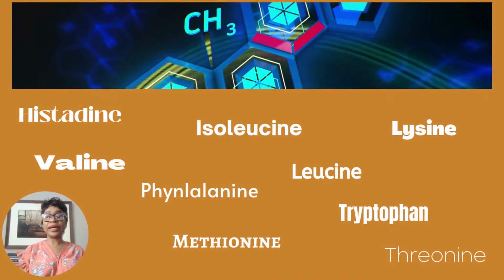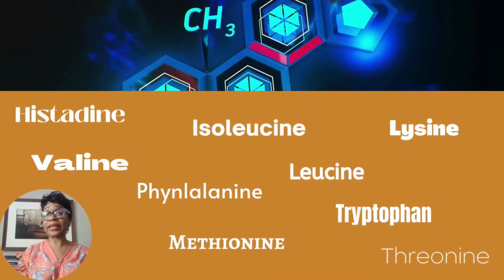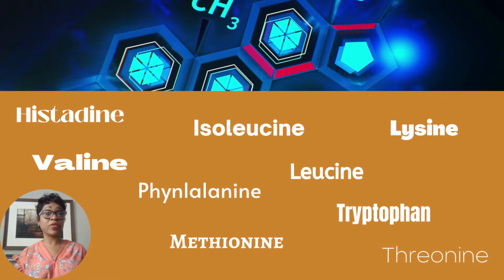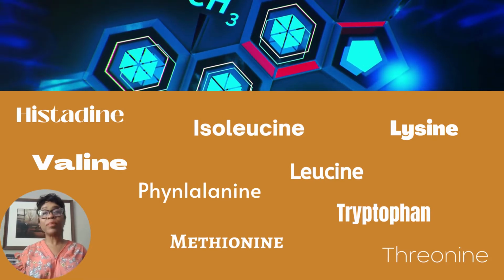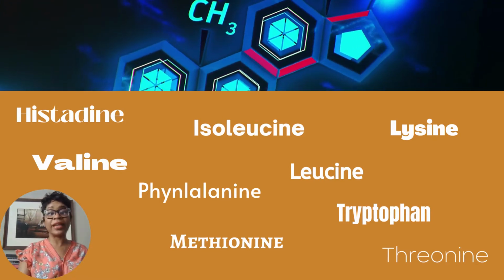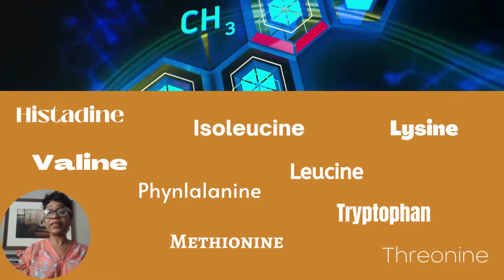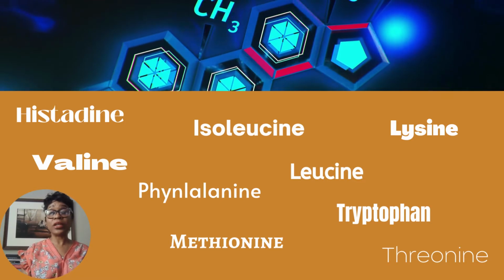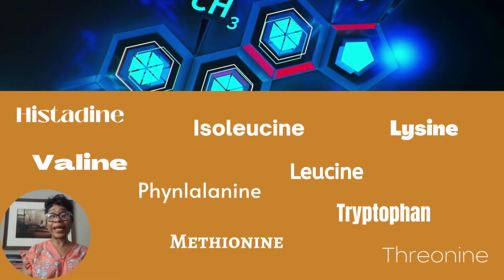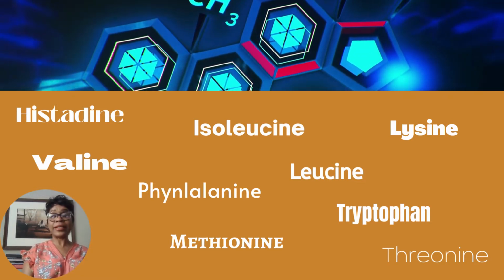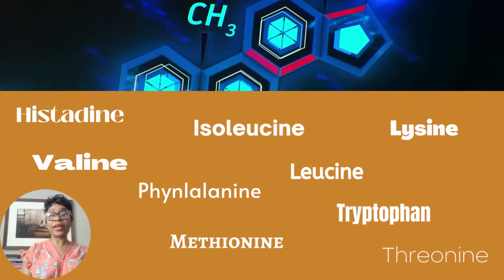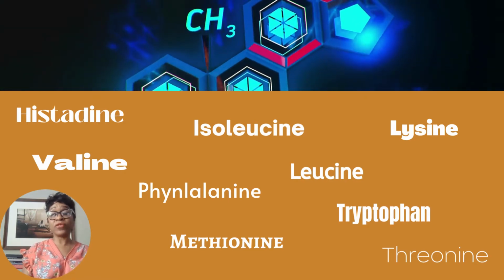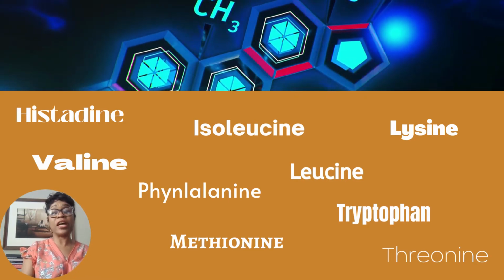Now, these are the 9 essential amino acids the body needs. As a reminder, the body does not produce any of these, so we have to get them from outside sources, whether animal-based protein or plant-based protein. And they are as follows: histidine, valine, isoleucine, leucine, phenylalanine, methionine, lysine, tryptophan, and threonine. Now, we'll dive into these amino acids individually and talk about their function in upcoming slides.